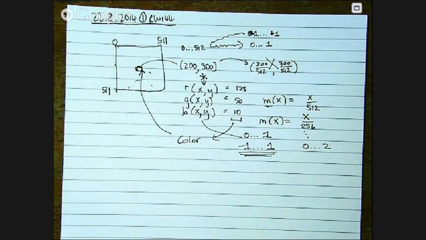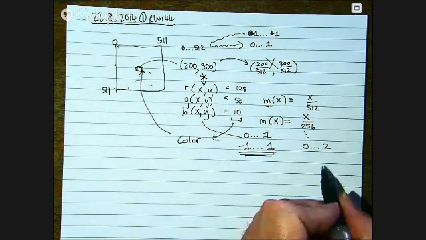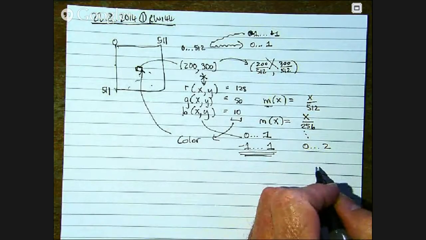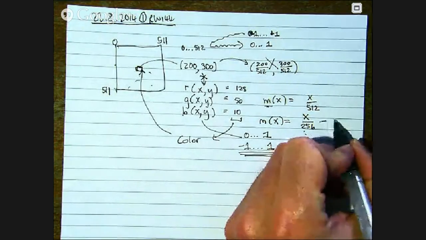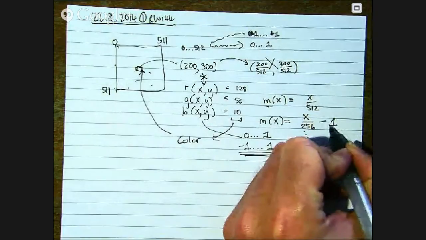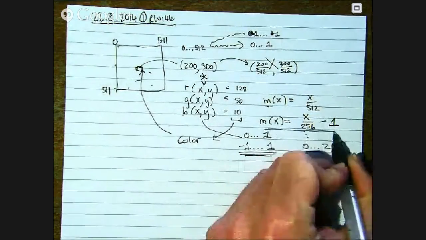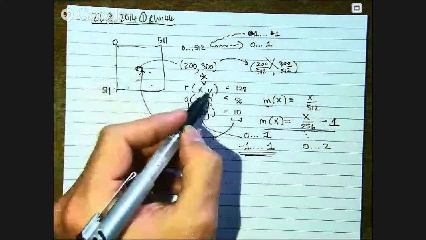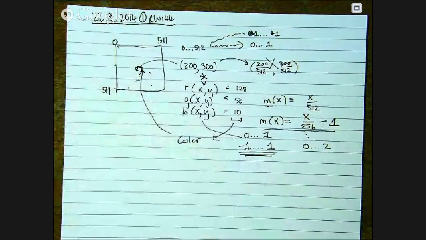Okay. And one more step, Scott. I know you could do this. How do I change 0 to 2 to -1 to +1? Excellent. Okay. So just subtract 1. And this will convert my pixel coordinates to xy coordinates in the range -1 to +1.